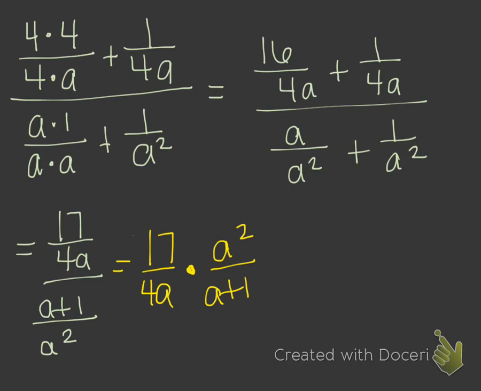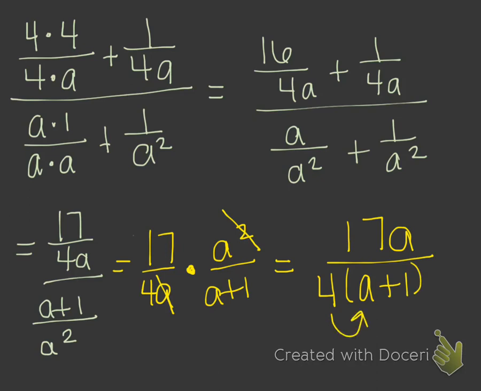Now, when I have only multiplication between these, I can cancel this a squared with a single a down here. Unfortunately, there's nothing that can go with this 17, and there's nothing you can simplify with this a plus 1. So the fully simplified form of the solution is 17a over 4 times a plus 1. And yes, you can distribute this in, but it doesn't actually simplify the fraction any further, so it's not necessary. This would be our solution.